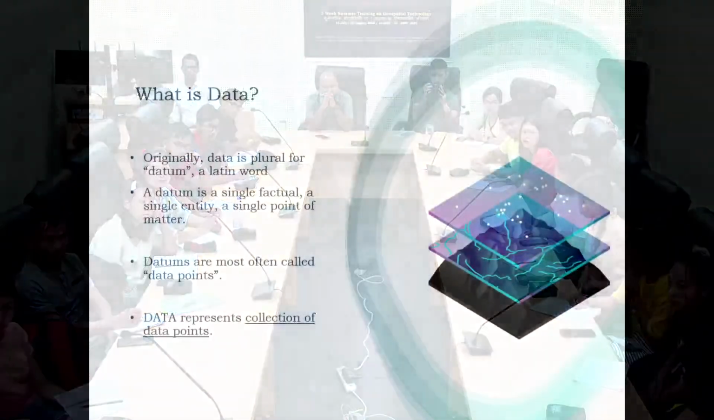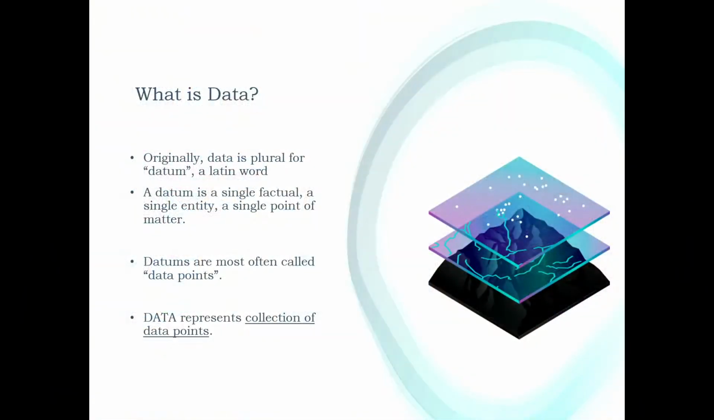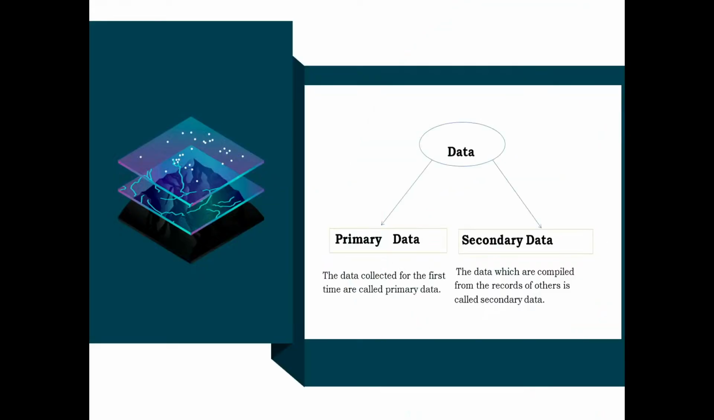Okay. So data is a plural word. And datums are most often called data points. Data represent basically a collection of data points. Basically, one single piece of information that you collect is called a datum, and the collection of all of it is called data. The collection of all the information is basically called data.